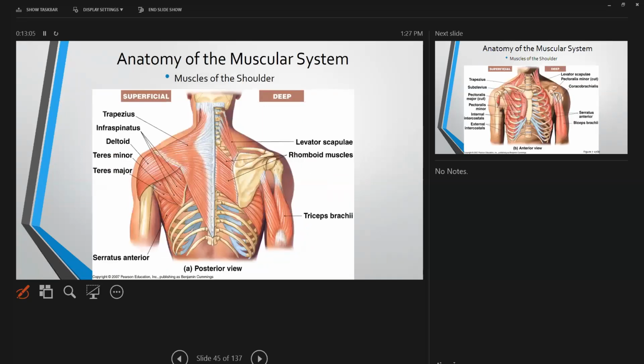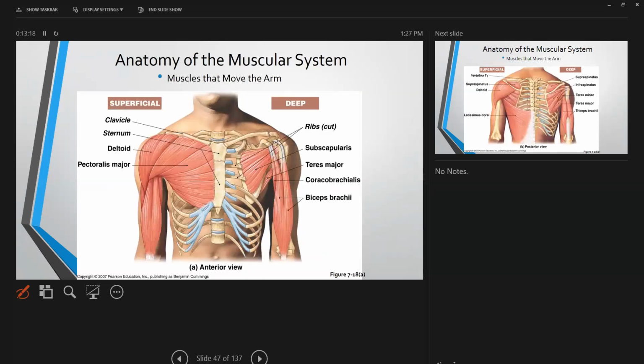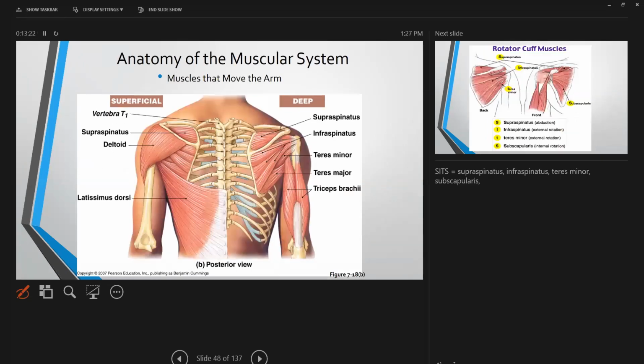the anatomy of the shoulder and back musculature, the anatomy of the anterior shoulder, superficial anatomy of the pectorals and deltoid muscles, and then the deeper anatomy of the posterior upper back and shoulder musculature.